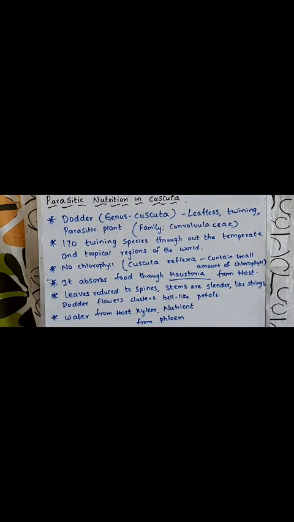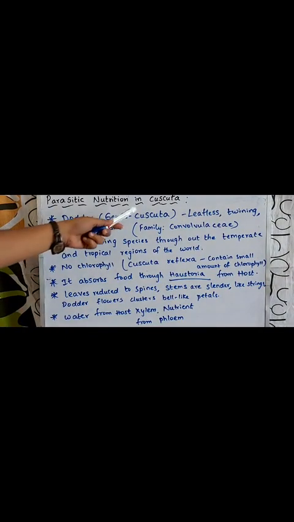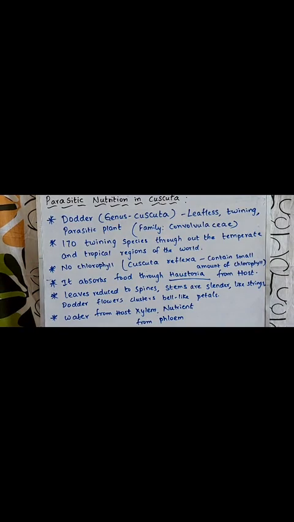Now let us discuss the parasitic nutrition in Cuscuta. As we learned before, heterotrophic nutrition has been classified into three types: saprophytic, parasitic and holozoic nutrition. Parasites, generally, will depend on the host plant. Either it may kill the host or it may not kill the host.